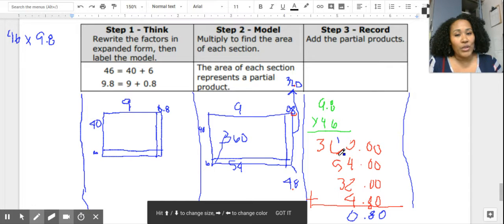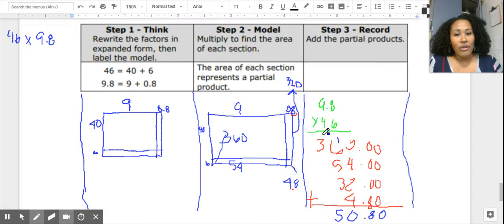8 plus 6 is 14. 14 plus 1 is 15. Carry my 1. 3 plus 1 is 4. So my answer is 450 and 8 tenths, or 450 and 80 hundredths. I'm so sorry. So 450 and 80 hundredths.